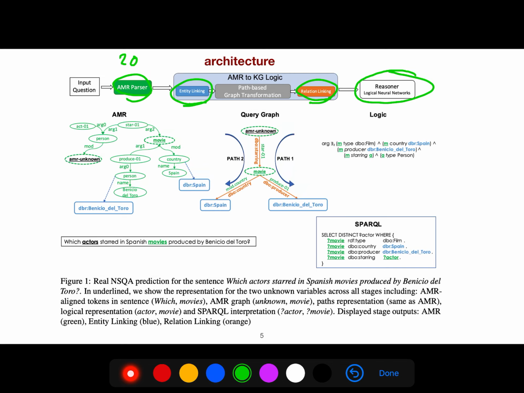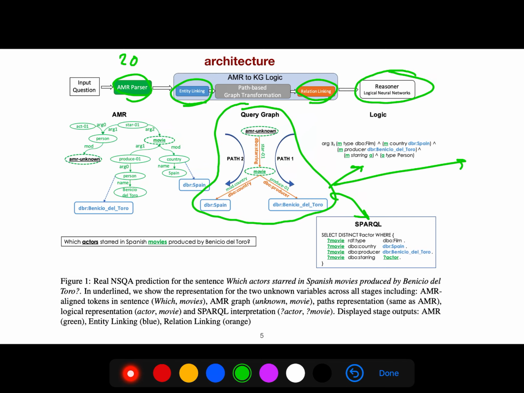So after you have AMR, you create the query graph. I will explain this, and then you can either create a SPARQL query or even go directly to lambda calculus. It depends on what you are doing, what kind of systems you have in your company or university, but you can give it to SPARQL as well.